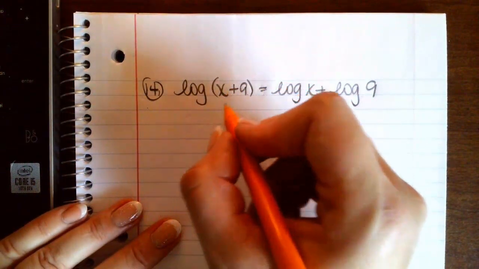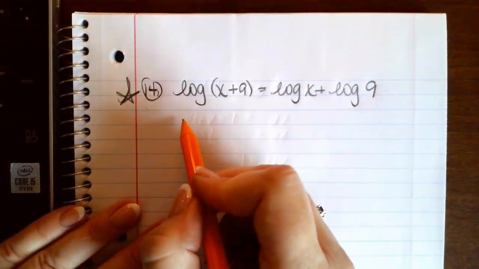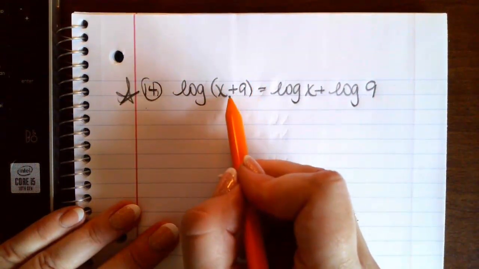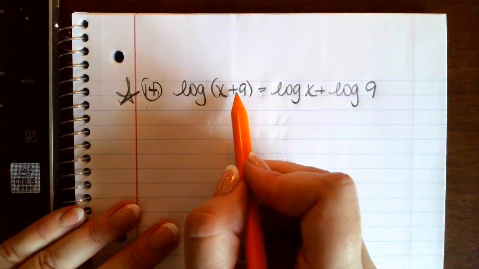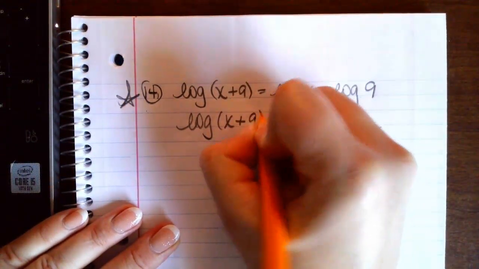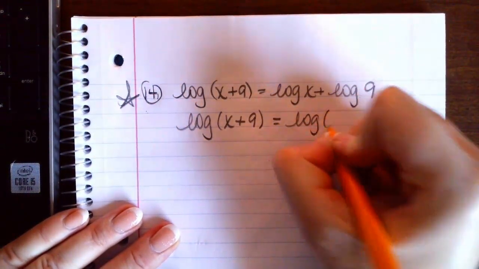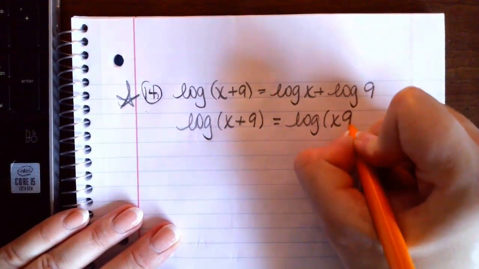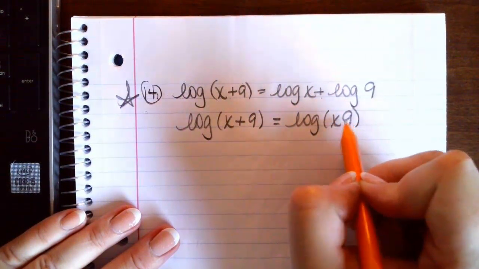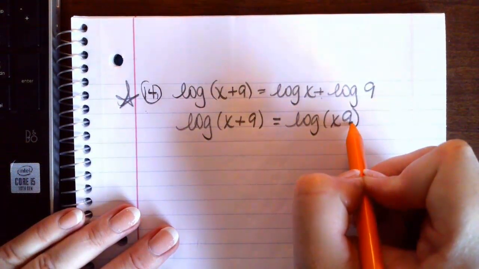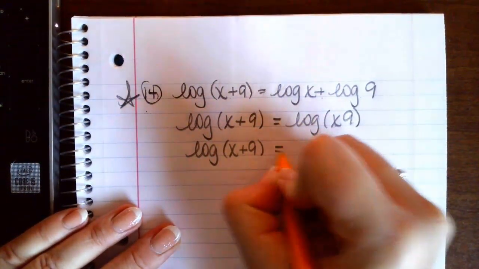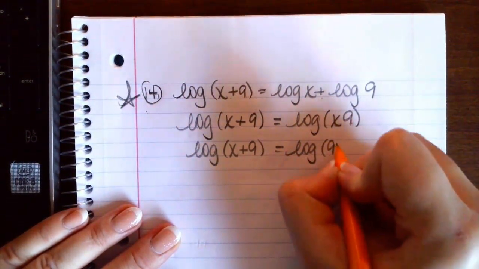Okay, so I'm also going to put a big fat star next to this one. I need to check my answers to make sure that my argument doesn't go negative or go to 0. I only want positive arguments. So I'm going to start by rewriting this as a, if it's joined by addition on the outside, it's joined by multiplication on the inside. So that x times 9 is kind of throwing my brain off. So I'm just going to rewrite that as log 9x.